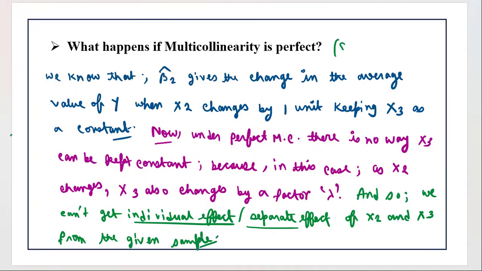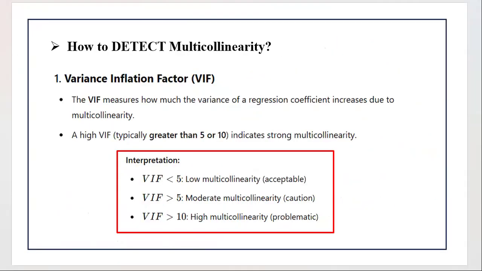So you can consider this as a summary of everything that we have done so far. Beta 2 cap, as I have told you, is defined as the change in the average value of y when x2 changes by 1 unit, keeping x3 at a constant level. But if the multicollinearity is perfect, there is an exact linear relationship between x2 and x3. That is why there is no way x3 can be kept constant, because as x2 changes, x3 will also change by a factor lambda. And so we cannot get individual effect or separate effect of x2 and x3 from the given sample. So this is part 1 of this video, where we have explained what happens if multicollinearity is perfect.